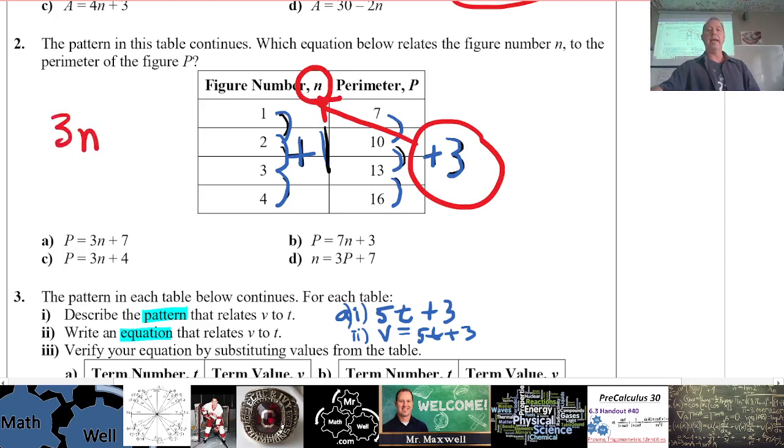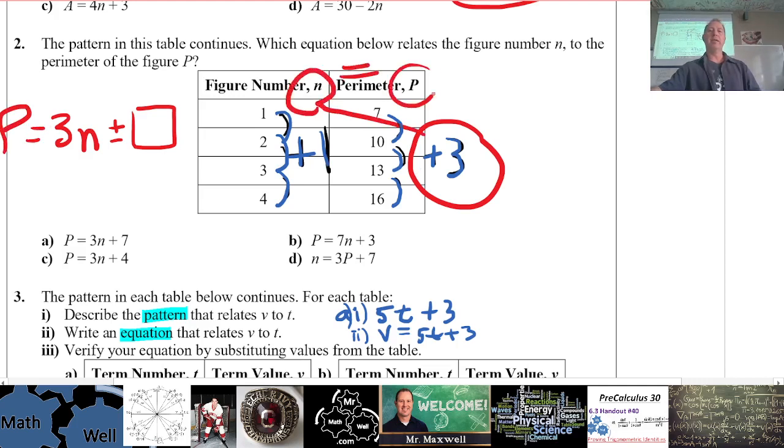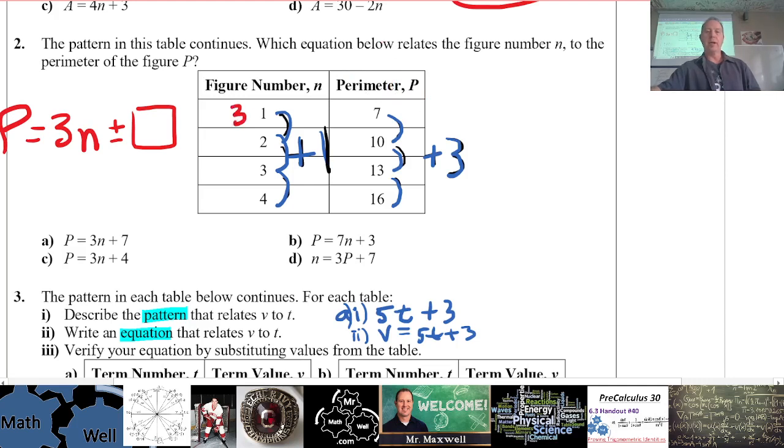So 3n. And then you're going to have to make one slight adjustment. You might have to plus or minus some term over here to let this equal p. Okay? So 3 times n equals p, but there might be some kind of adjustment, and that adjustment comes here when I try this out. 3 times 1, does that equal 7? No, 3 times 1 equals 3. So what do I add or subtract to get up to 7? I add 4. Okay, so that works for the first one.